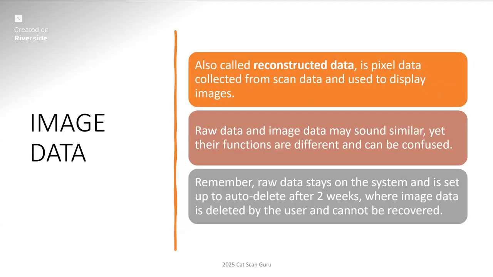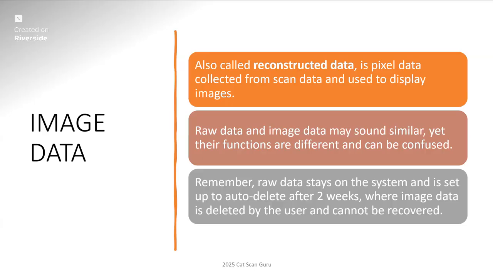Now, your image data, which is different from your raw data, is also called reconstructed data. This is pixel data collected from the scan data, and it's used to display your images. Once it's all reconstructed, that's what you get on your image. Your raw data and your image data may sound familiar, however, their functions are completely different and can be confused. Some texts that I've trained confuse this. So remember, your raw data stays on your system, and you can access it and do another set of reconstructions if need be.